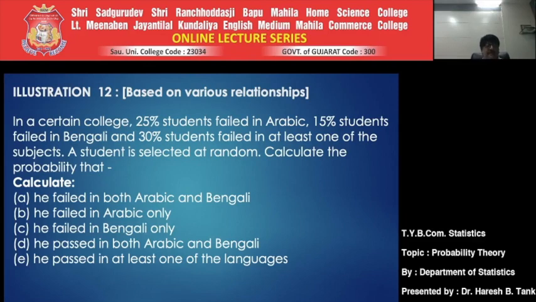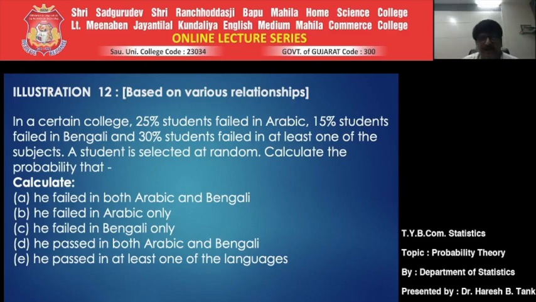The next one: he passed in at least one. Pass means non-occurrence. At least means any one of, and any one of means the connector is "or". Since the connector is "or", we are talking about union. So the probability of A complement union B complement is what is needed. Now this many things are needed using all three pieces of information.